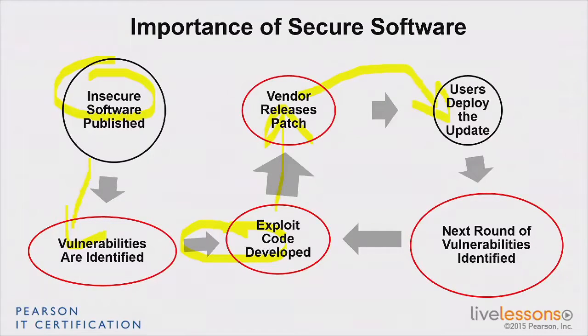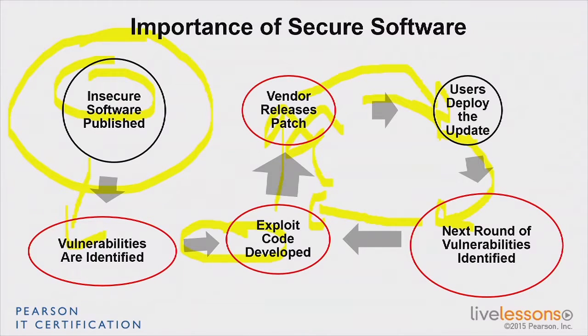So depending upon the deployment cycle, again, we may have a window of exposure, but users and organizations deploy the update. And then lo and behold, the next round of vulnerabilities are being identified, and we get in this constant cycle of vulnerabilities identified, exploit code developed, the vendor releasing a patch, users deploying the update. And this happens over and over and over again. And it happens because we have insecure software that's been published. So if way back at the beginning here, if we can affect this process and have software released with as few flaws and as few vulnerabilities as possible, we can strengthen the entire security infrastructure.